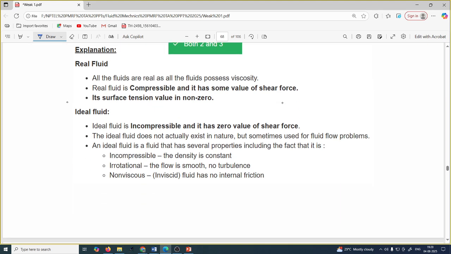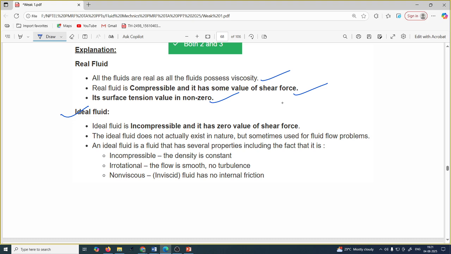I have a lot of discussion written in the next one. About the real fluid: all fluids are real as all fluids possess viscosity. The second one is, the real fluid is compressible and it has some value of shear force. The third one, its surface tension value is non-zero. So remember this. And for ideal fluid, the definition is given here.